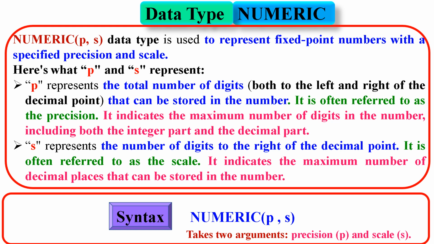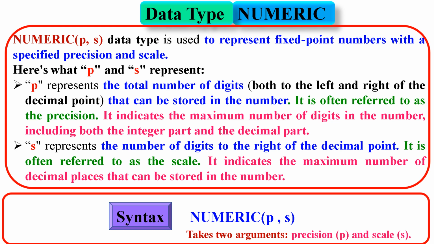Data type numeric. This is quite interesting. NUMERIC(P,S) data type is used to represent fixed point numbers with a specified precision and scale. Here's what P and S represent. P represents the total number of digits, both to the left and right of the decimal point, that can be stored in the number. It is often referred to as the precision. It indicates the maximum number of digits in the number, including both the integer part and the decimal part.